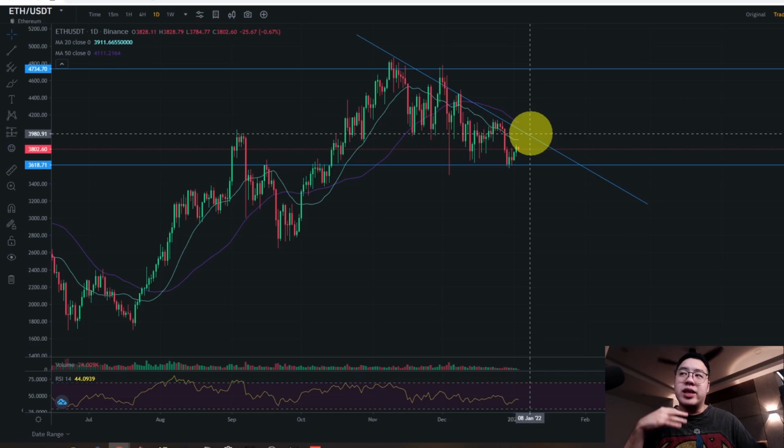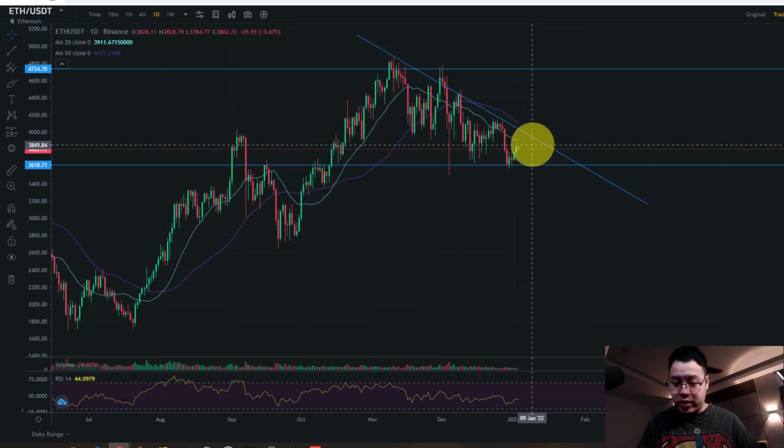But let's say you're a spot trader, it doesn't matter if you go in at this area or this area, it's up to you, because if you are holding from a long-term perspective, then you will see that Ethereum has the potential to go even higher.